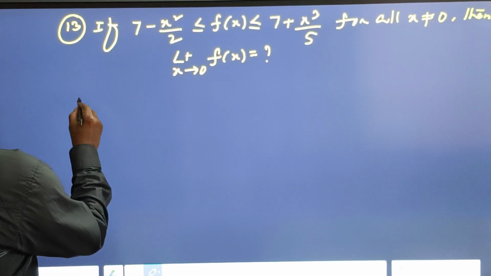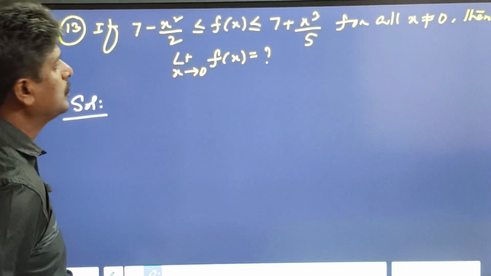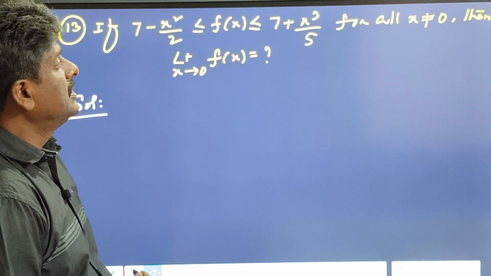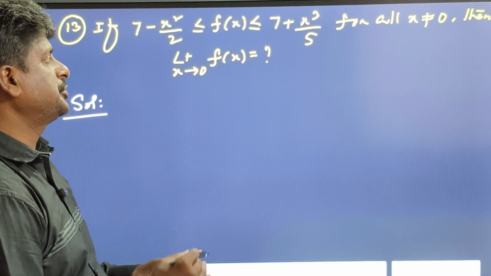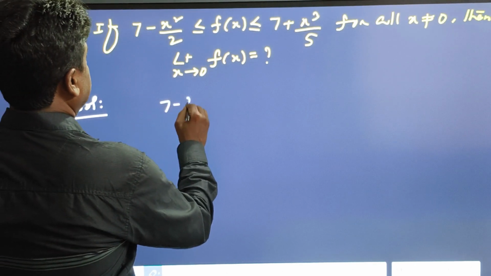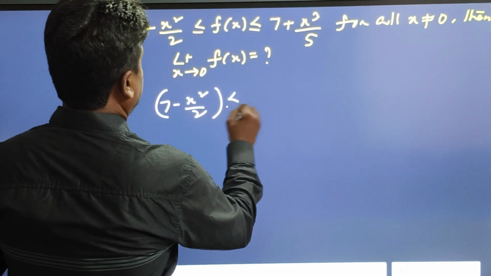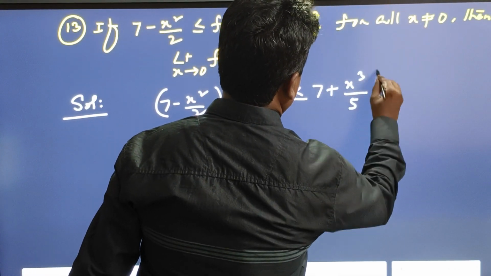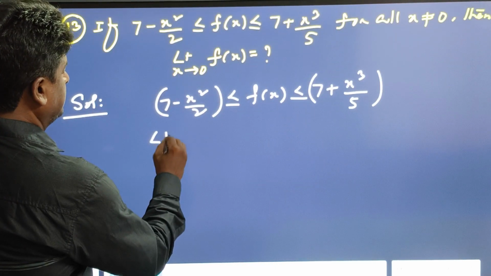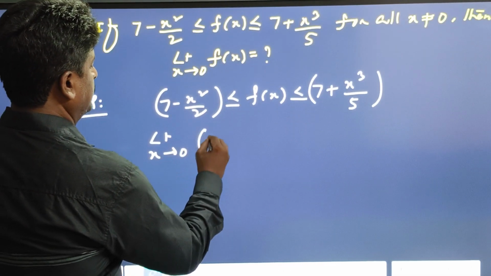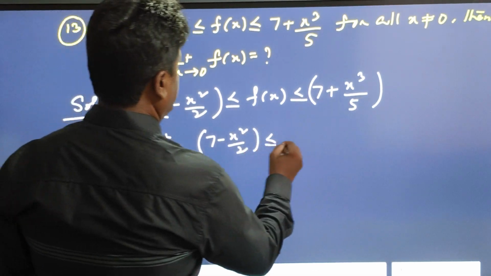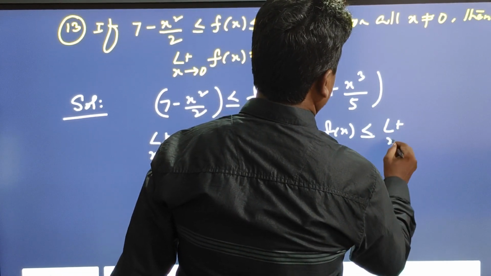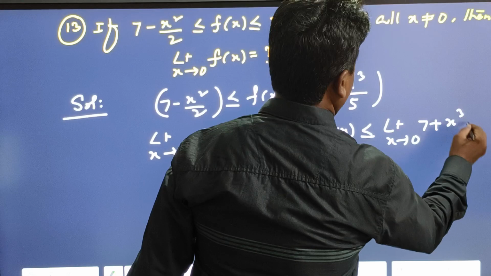If 7 minus x²/2 ≤ f(x) ≤ 7 plus x³/5 for all x ≠ 0, then find limit as x tends to 0 of f(x). We have 7 minus x²/2 ≤ f(x) ≤ 7 plus x³/5. Applying a limit for each term with x tending to 0: limit of 7 minus x²/2 ≤ limit of f(x) ≤ limit of 7 plus x³/5.